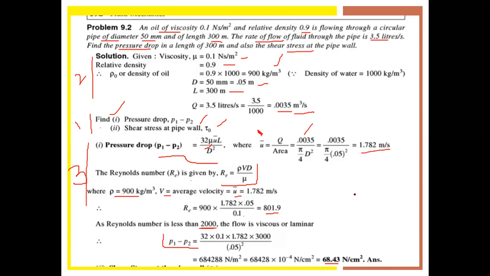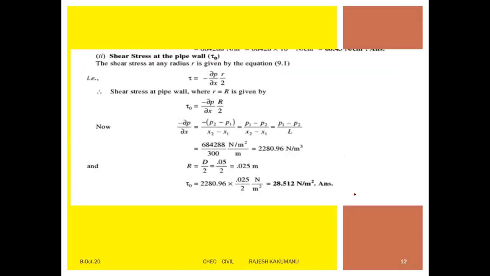Tau naught. The tau naught formula we discussed above. Now, the shear stress at the pipe wall, tau naught, is given by this formula. The shear stress at any radius r is given by the equation. Small r is the radius at any point in the pipe. We are considering the shear stress at the pipe wall, where r is equal to R. Small r is the radius at any point in the pipe, and capital R is the original radius of the pipe. So here we have to assume that small r is equal to capital R.